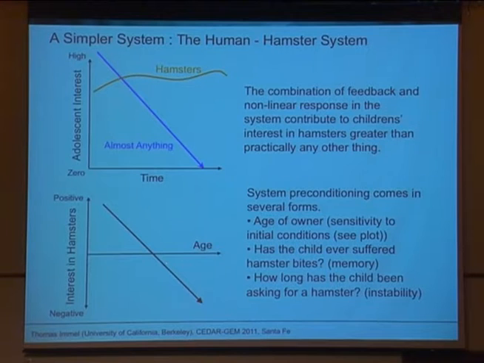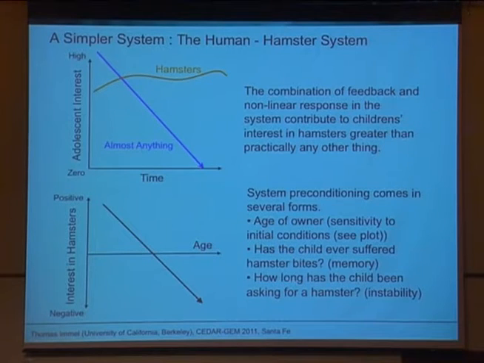The y-intercept of this curve, and possibly the slope, are affected by memory effects, like have you ever been bitten by a hamster? I've been bitten by a hamster. I really never want to see one again. But that pushes this curve around, which again preconditions the system.